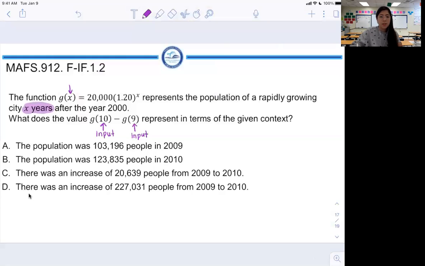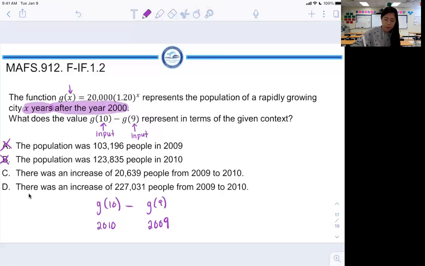So when I say that the input is 10 and 9, that's 10 years and 9 years. 10 years from the year 2000, right? Because it's years after 2000. So what years is this talking about? Good, so this one's 2010, and the other one is 2009. So we know we're talking about from 2009 to 2010, which means I can cancel out A and B.